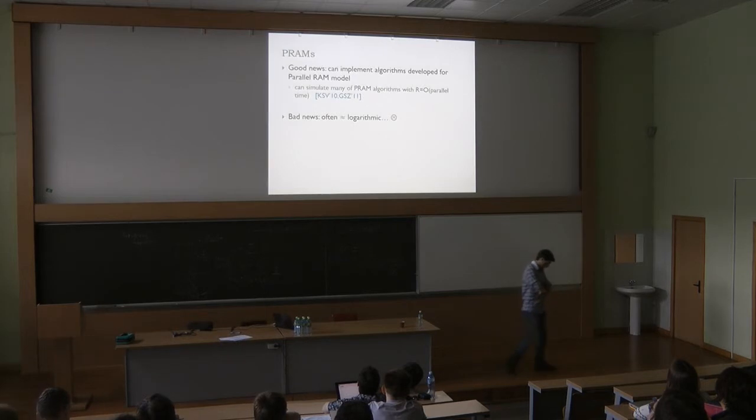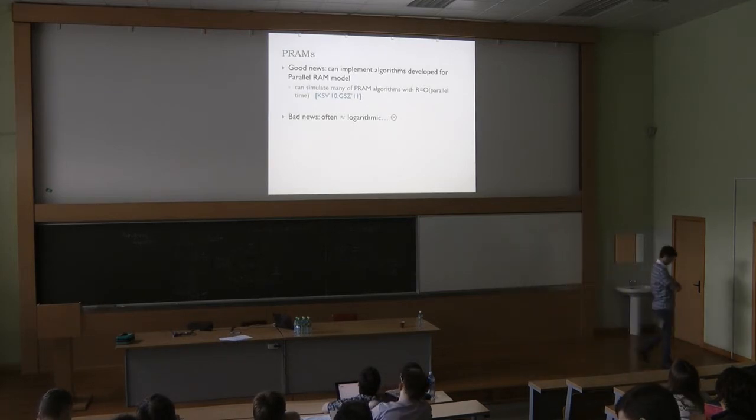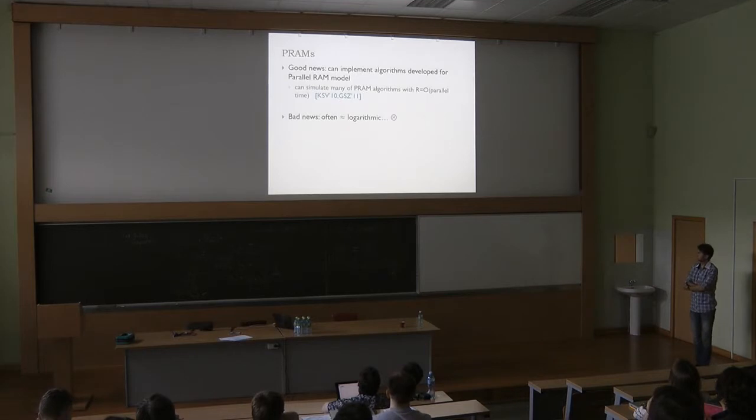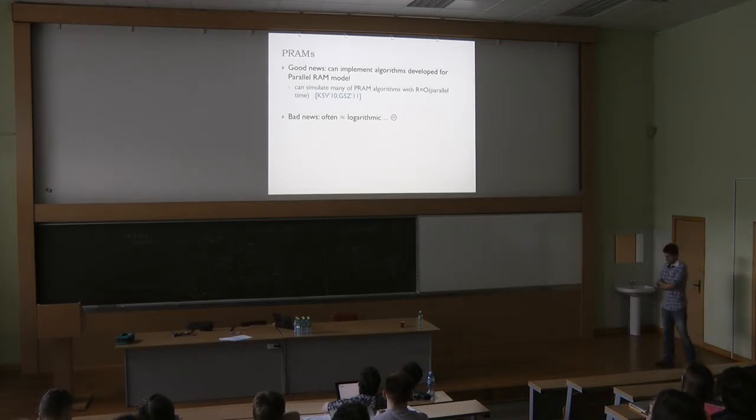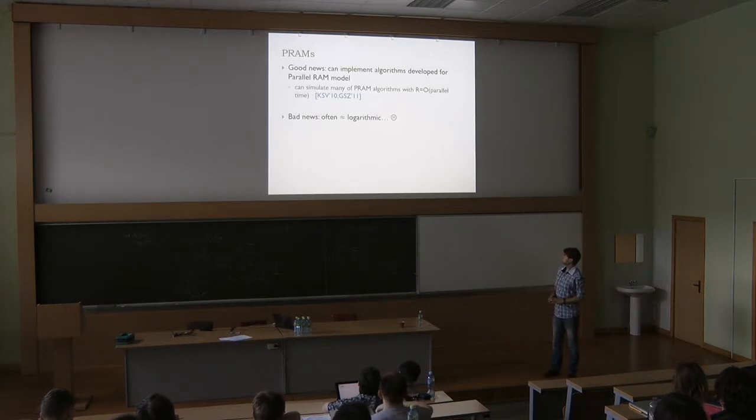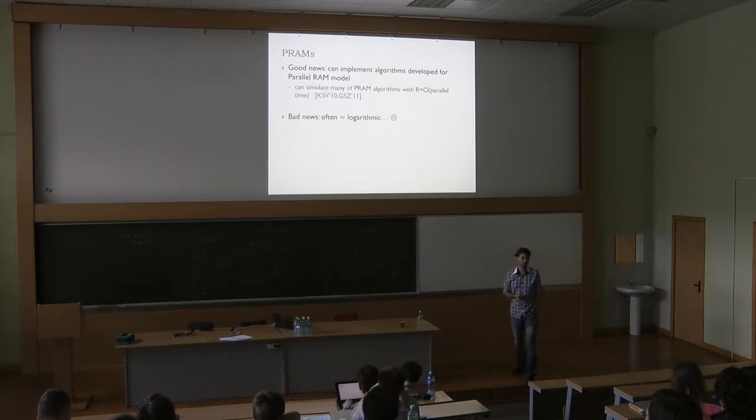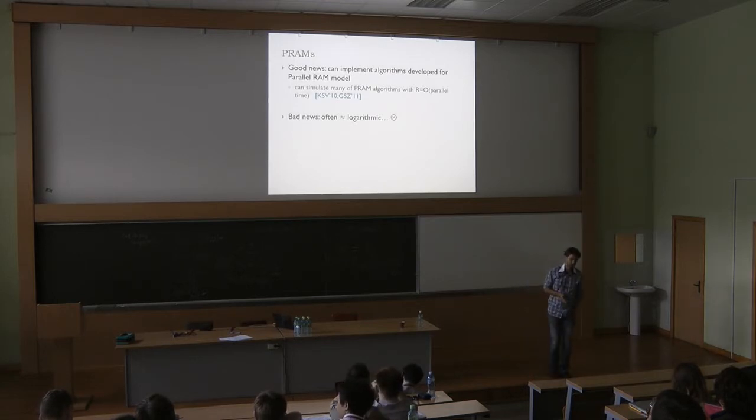So PRAMs. As I mentioned, in the 90s there was a lot of work on parallel RAMs. People thought about what we can do in parallel. There was a bunch of work in the 80s and 90s that solved a lot of problems in parallel, things like connectivity, for example, and it's very nice work. And there are some bounds.